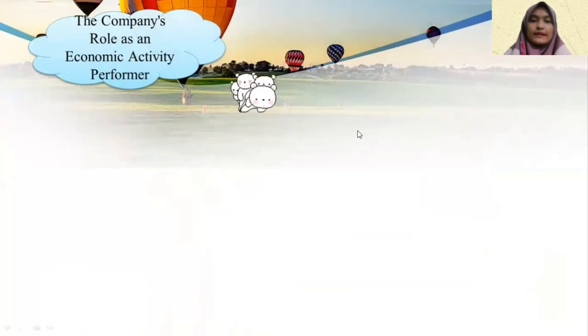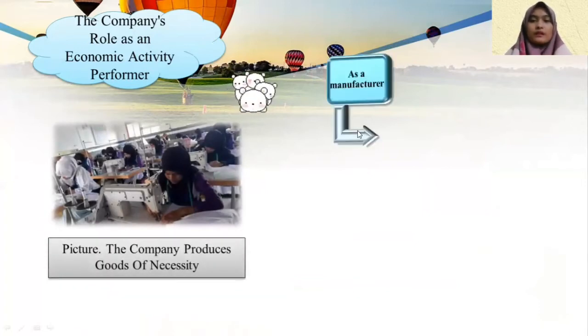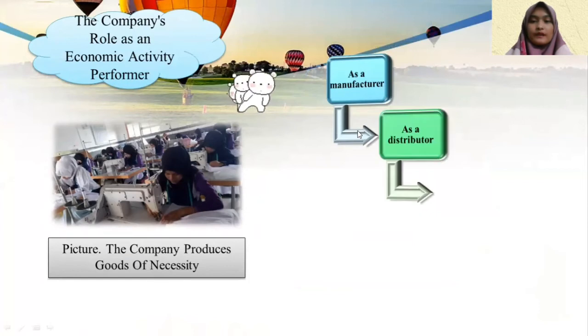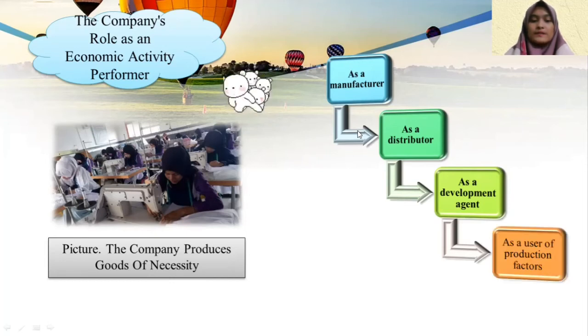The company's role as an economic activity performer. As a manufacturer, as a distributor, as a development agent, and as a user of production factors. As a manufacturer, it produces goods, including those sold abroad. As a distributor, its activities distribute goods to consumers. As a development agent, its activities increase production through research and development. As a user of production factors, it means producing goods and devices to meet the needs of everyday consumers.